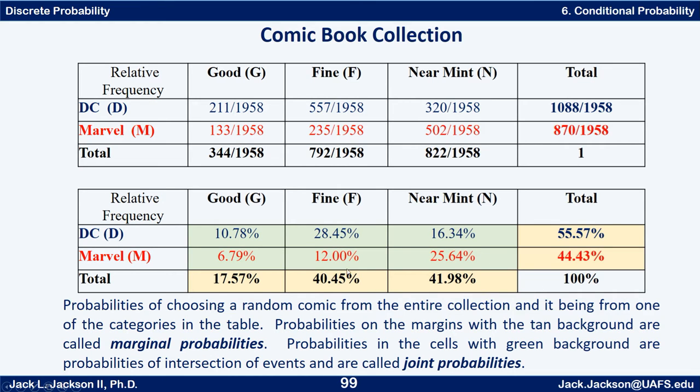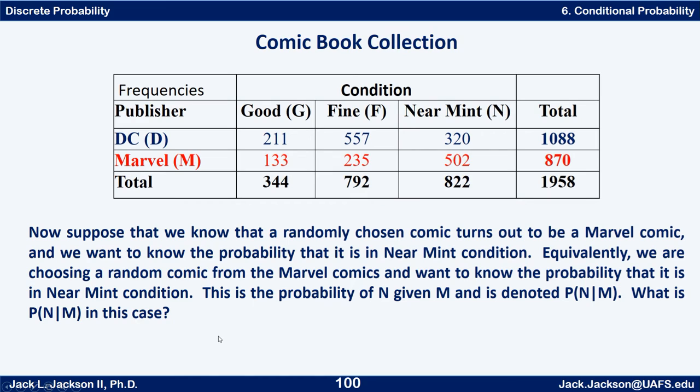These correspond to the original numbers we were given, the frequencies of the intersections, so they're probabilities of intersection. The 12% is the probability that it's fine intersected with Marvel. These values with the green background are called joint probabilities. All right, that's really a review. We've done that before.